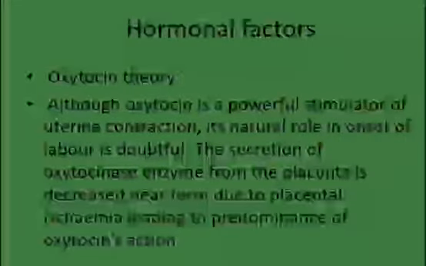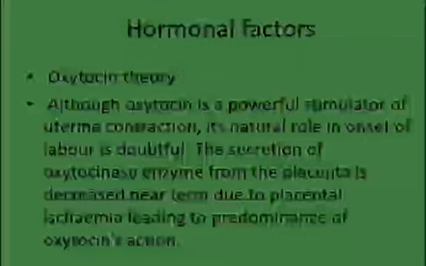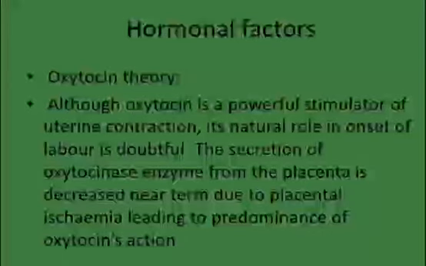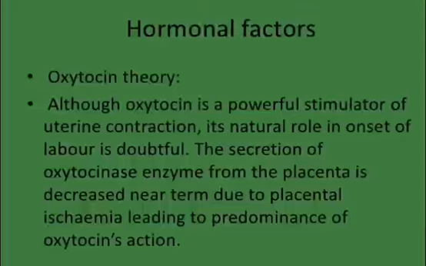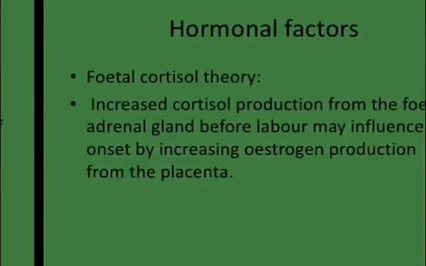Oxytocin theory. Although oxytocin is a powerful stimulator of uterine contraction, its natural role in the onset of labor is doubtful. The secretion of oxytocinase enzyme from the placenta is decreased near term due to placental ischemia, leading to the predominance of oxytocin action.